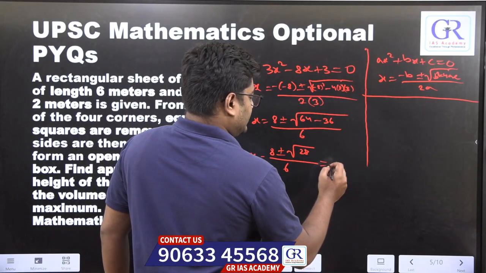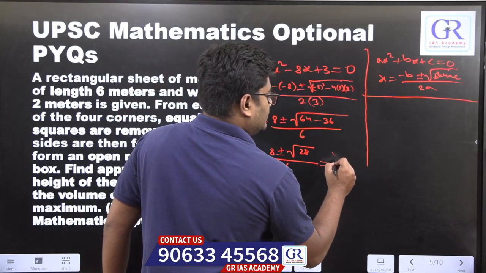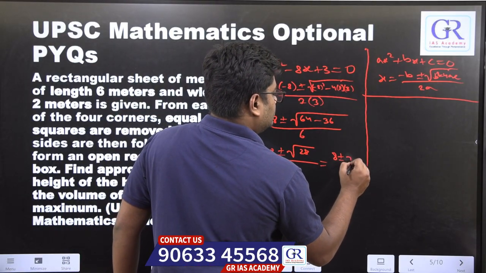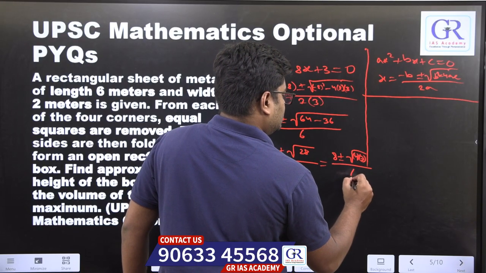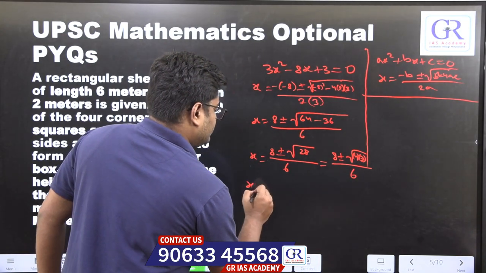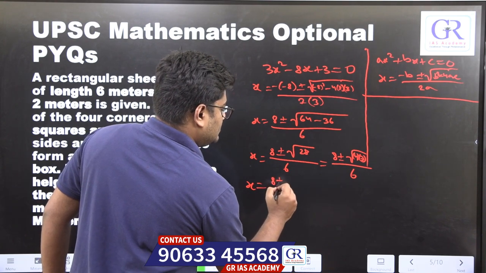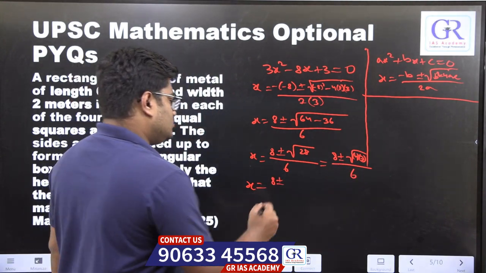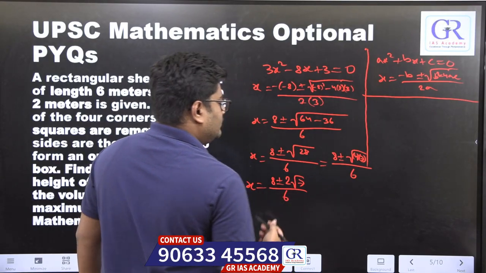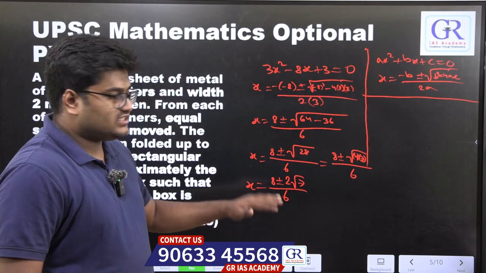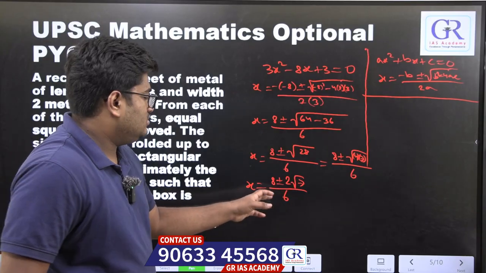We can write this 28 as 8 plus or minus square root of 4 into 7 by 6. Therefore x will become 8 plus or minus square root of 4 is 2, so it is 2 root 7 by 6. We have two values for x. Now let's calculate further and remove the third here.